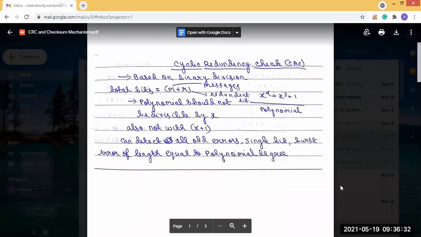Now here the parity bit is not included. Here there is no concept of the parity bit. It is based on binary division. In the case of parity bit, we are adding the message with a parity bit, but here we will add the message with redundant bits. The number of redundant bits will be chosen during the division process. What it will be, we will discuss it.